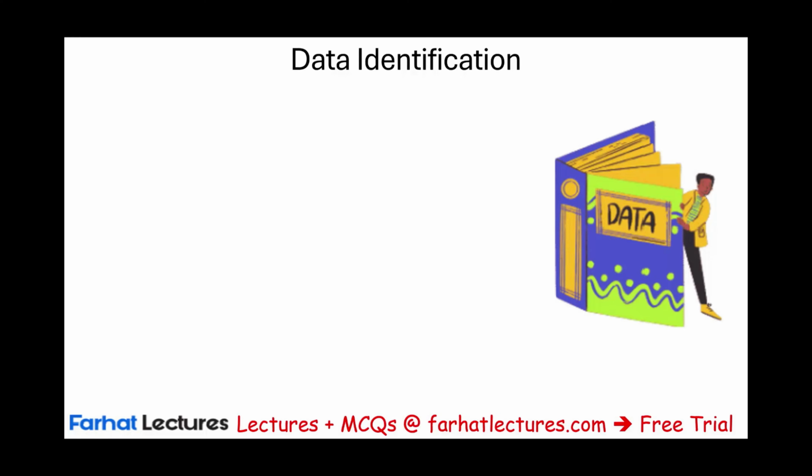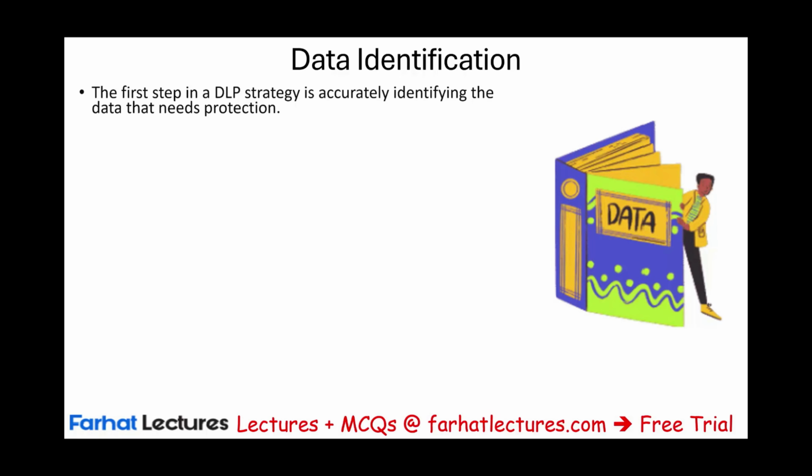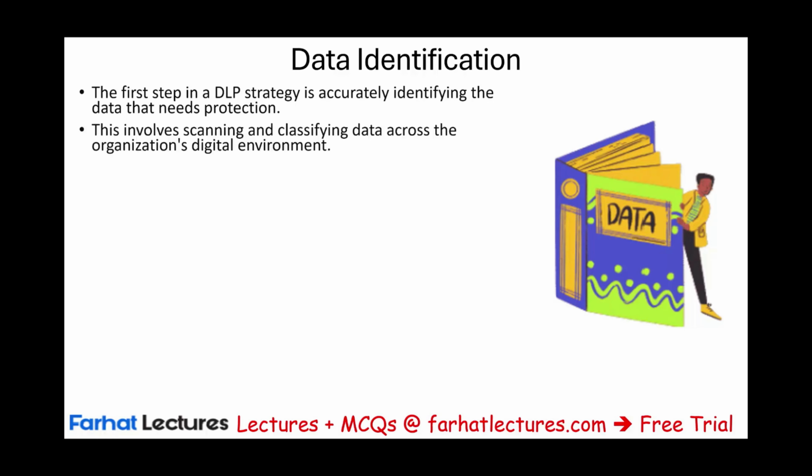Starting with data identification, and that's usually the first step in a DLP strategy, is to identify what information you are protecting, because not all information is equal. Certain information is more important than other. That's one. Two, you want to know what information you have. So if you don't know what you are protecting, how are you going to protect something if you don't know it exists? So this involves scanning and classifying data across the organization's digital environment.